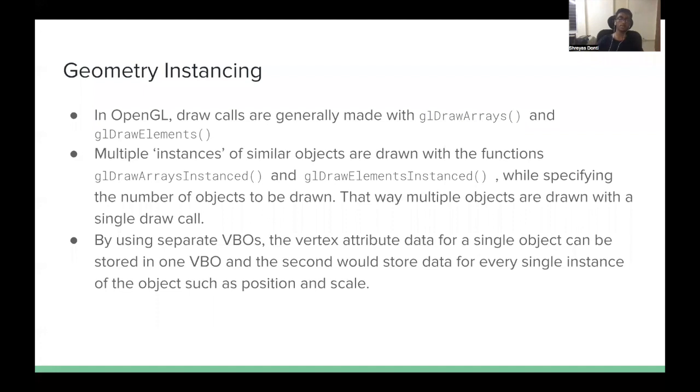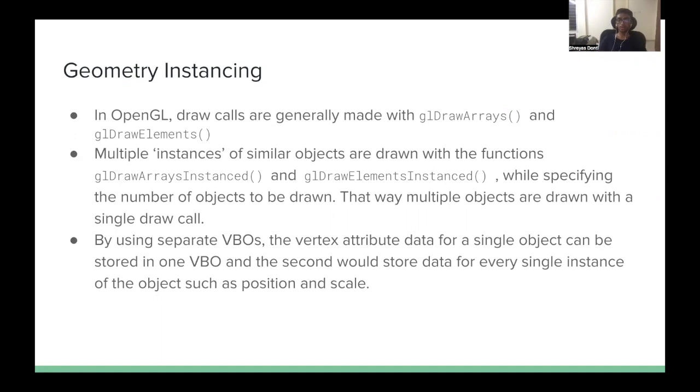Now, a second technique would be geometry instancing. In OpenGL, draw calls are generally made with the aforementioned glDrawArrays and glDrawElements. These commands, however, only draw a single instance of an object. To draw multiple instances of a similar object, you use the commands glDrawArraysInstanced and glDrawElementsInstanced, while specifying the number of objects to be drawn. However, these objects won't have their own individual data because that isn't specified.